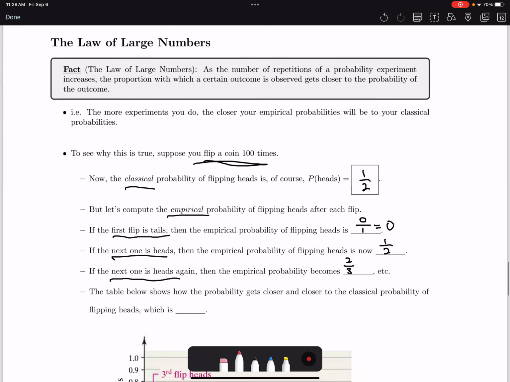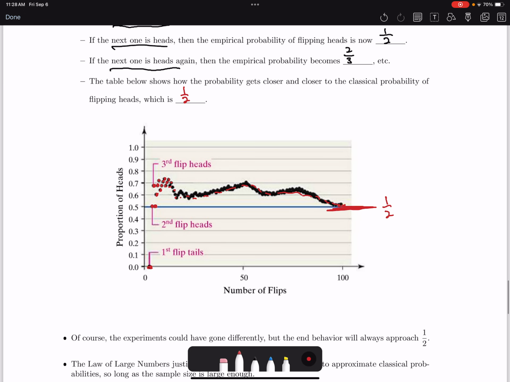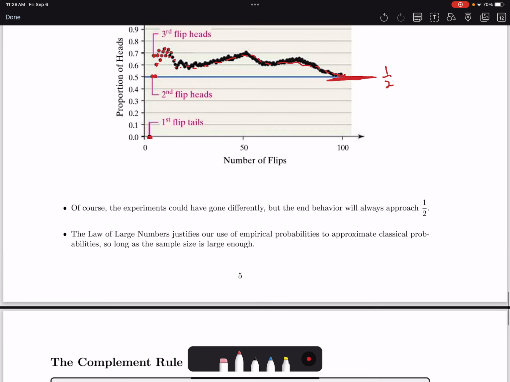So this is what the law of large numbers is saying. The more experiments we do, the closer our empirical probabilities get to our classical probabilities. So the law of large numbers justifies our use of empirical probabilities to approximate classical probabilities so long as the sample size is large enough.